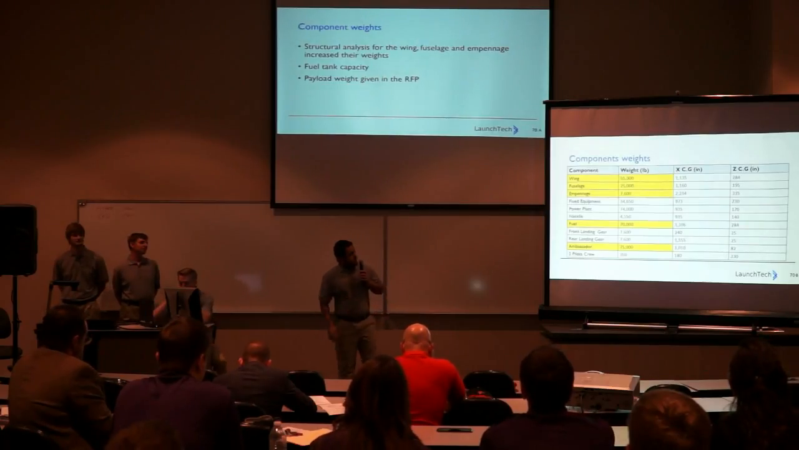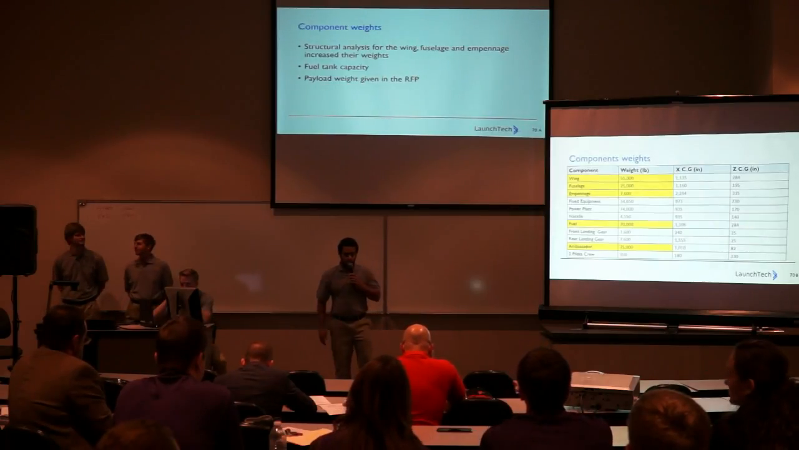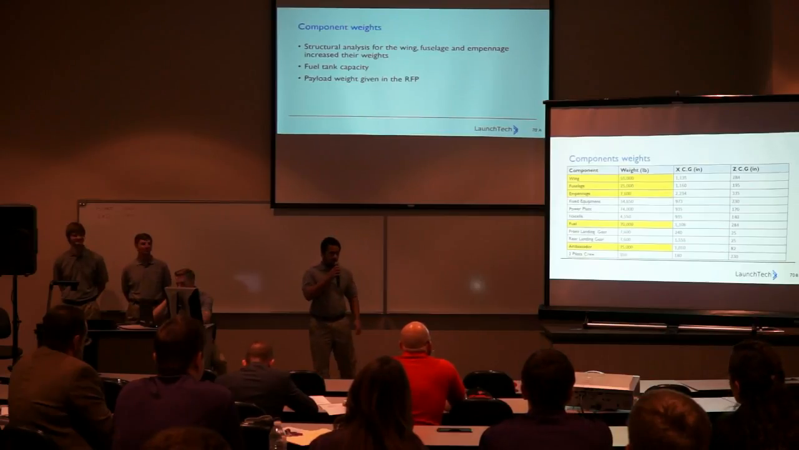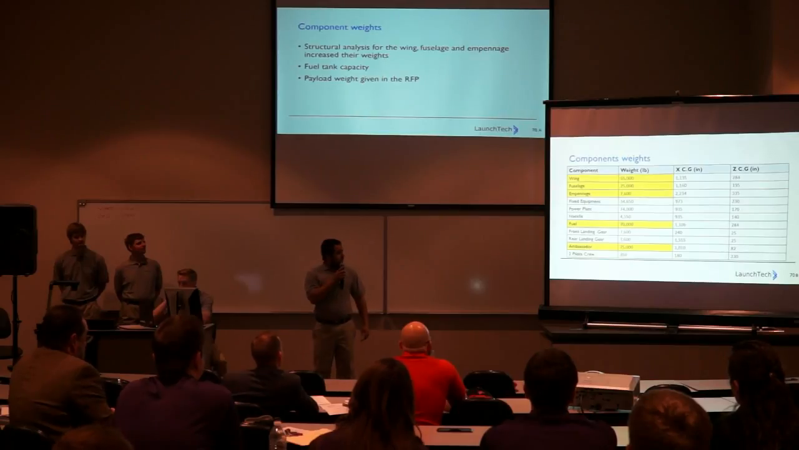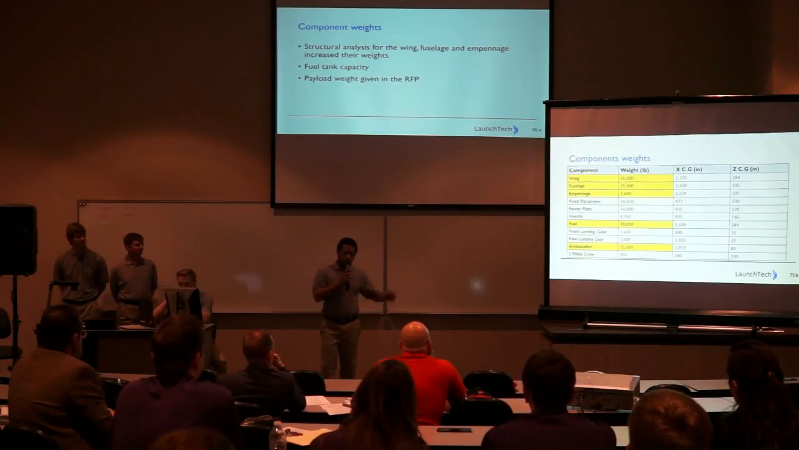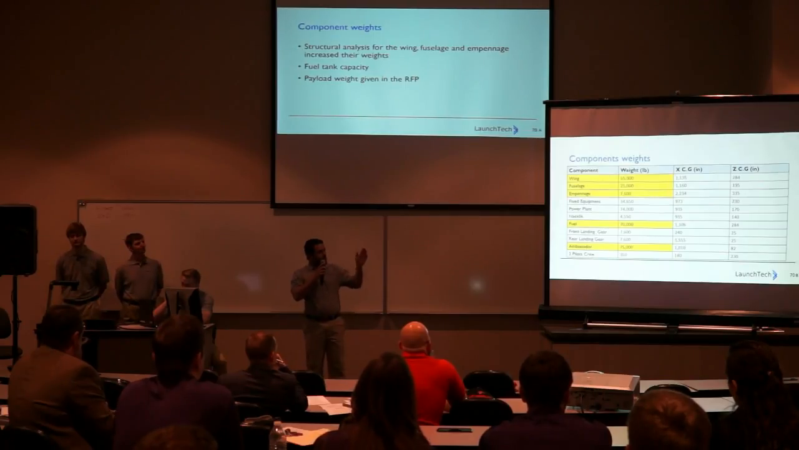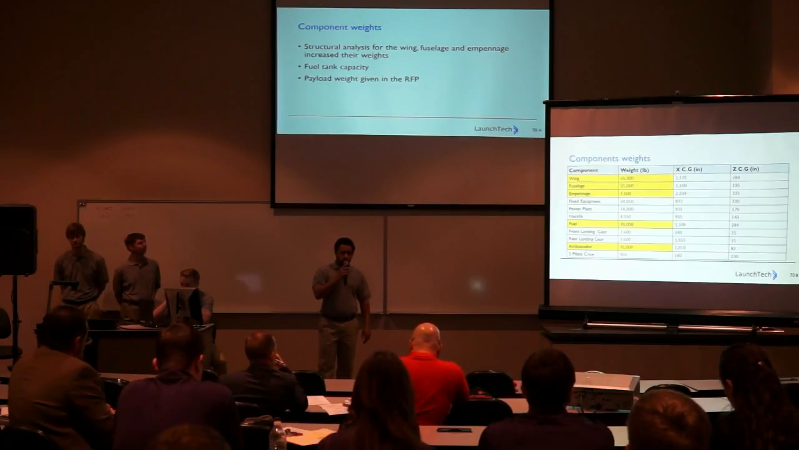So in the secondary screen, you see component weights for the PT-1, including the CG location within the fuselage station and the waterline stations. At the beginning of our designs, we estimated the component weight by using Raymer's weight fraction method, which is a fraction of the takeoff weight.